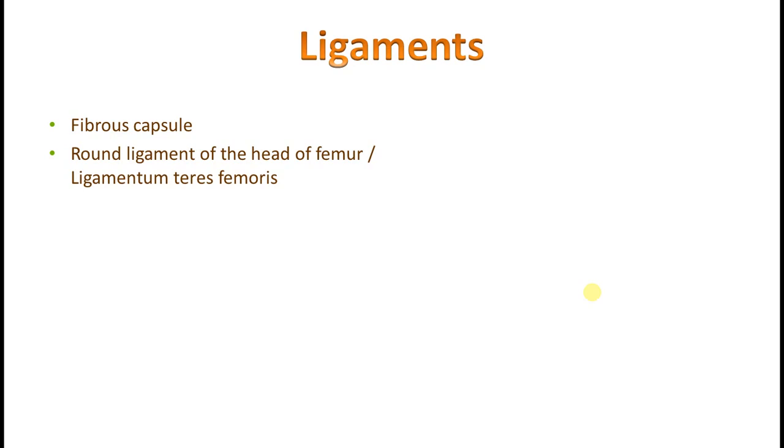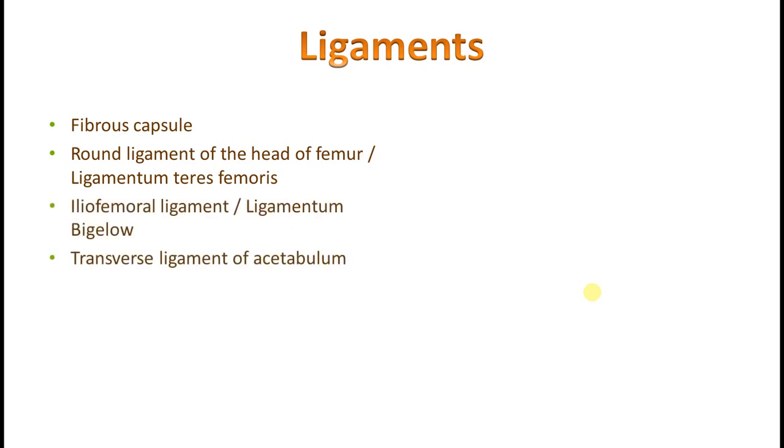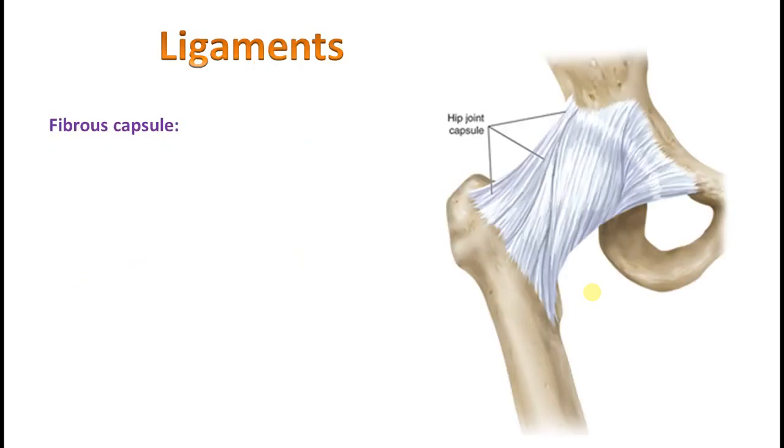Now we have seen the articulating surface. Now the ligaments of the joint. One is the fibrous capsule, followed by the round ligament of the head of femur, called the ligamentum teres femoris. Then you have the iliofemoral ligament or ligament of Bigelow, then the ischiofemoral ligament, pubofemoral ligament, and transverse ligament of acetabulum. So: capsule, iliofemoral, ischiofemoral, pubofemoral, then ligamentum teres femoris, and then the transverse ligament of acetabulum. These are the ligaments. We will see these ligaments one by one.